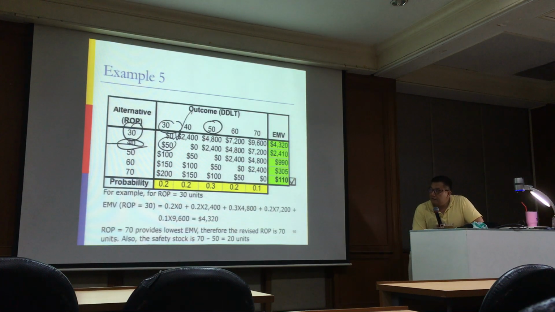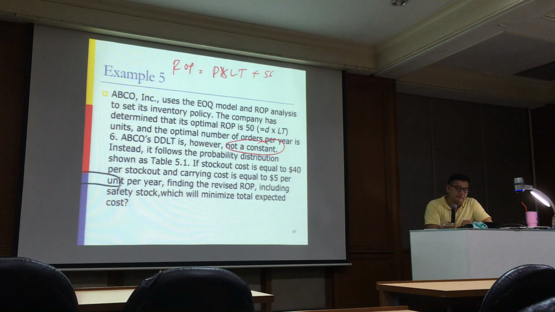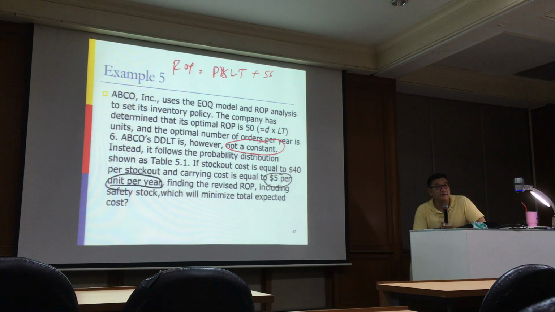Why not multiplied with 6 the same as the stock out cost? This is because it's already calculated per year. $5 per year already, right? Because everything we consider in annual terms, 1 year.